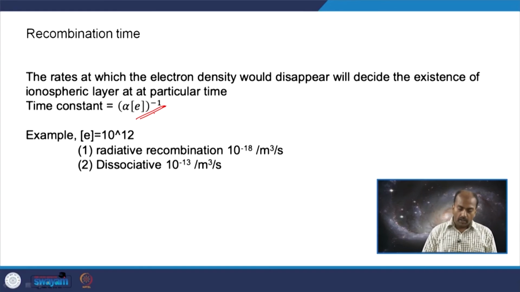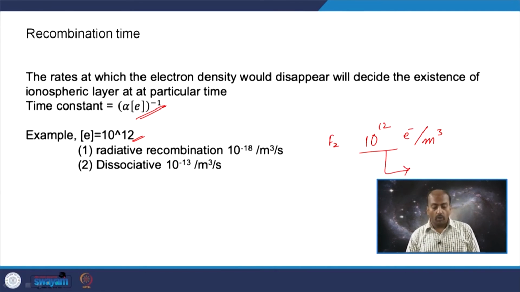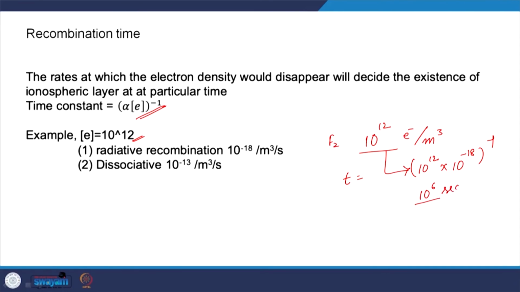For example, if you take the F2 layer peak electron density, which is 10 to the power of 12 electrons or ions per unit volume, this is the peak F2 layer density. If all of this is handed over to the radiative recombination process, which is 10 to the power of 12 into 10 to the power of minus 18, taken in inverse, this is the amount of time: 10 to the power of 6 seconds. Which is several hours, nearly hundreds of hours, right?